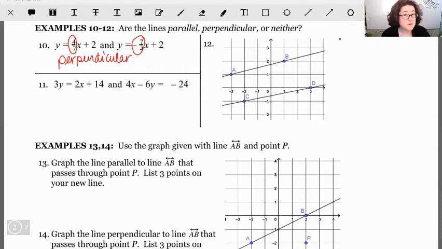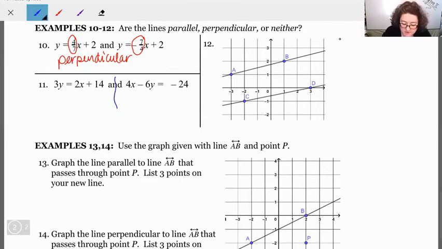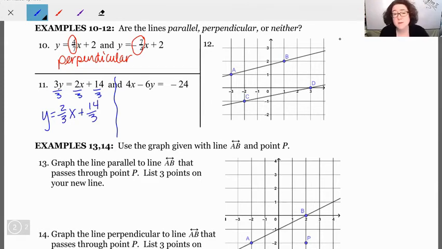In number 11, we don't have them in our slope-intercept form. So we actually need to put those into slope-intercept form, and we're going to do this by solving for y. Now in our first equation, that's pretty straightforward. So first equation, all we have to do is divide all terms by 3. So that leaves us with y equals 2/3 x plus 14/3. And again, I'm not so worried about that intercept being a fraction because all we're concerned about is the slope. And our slope on this one is 2/3.